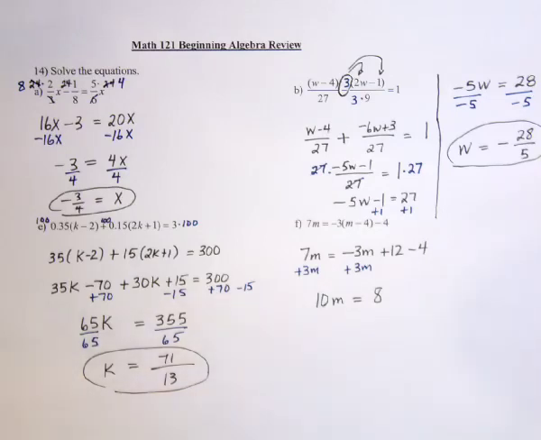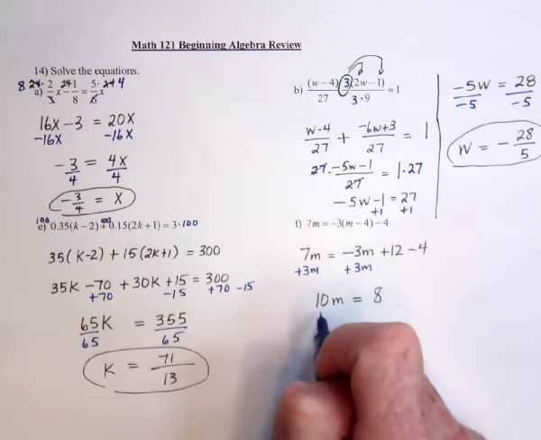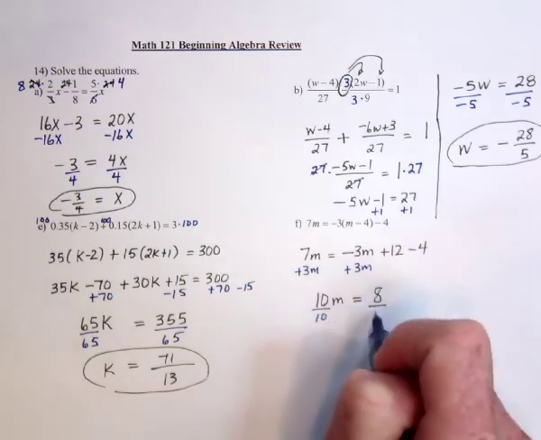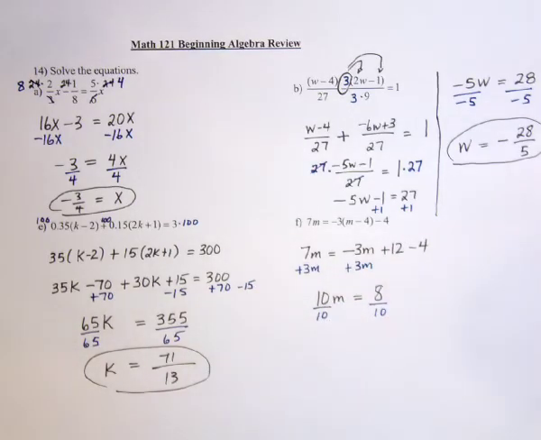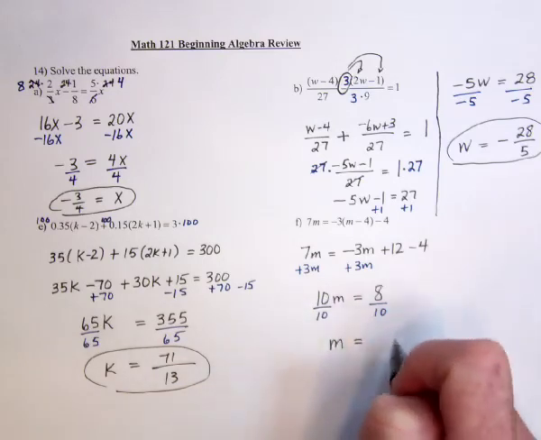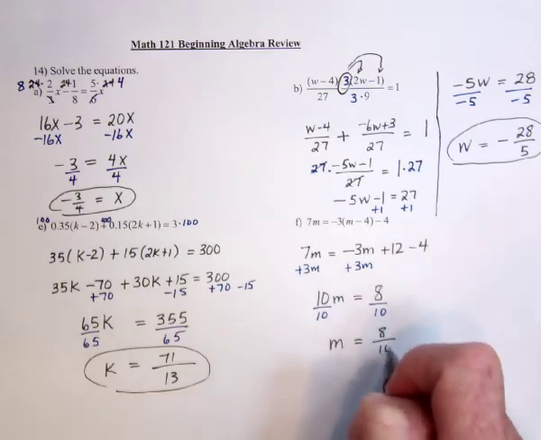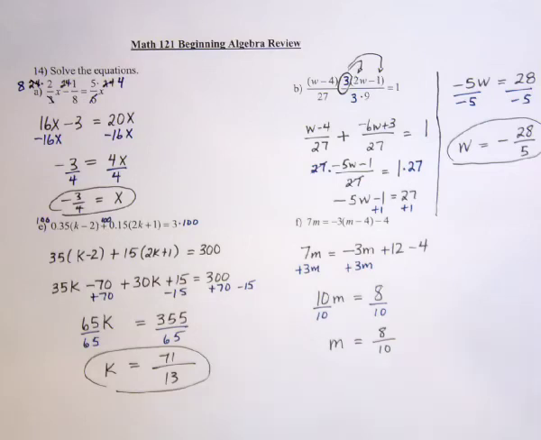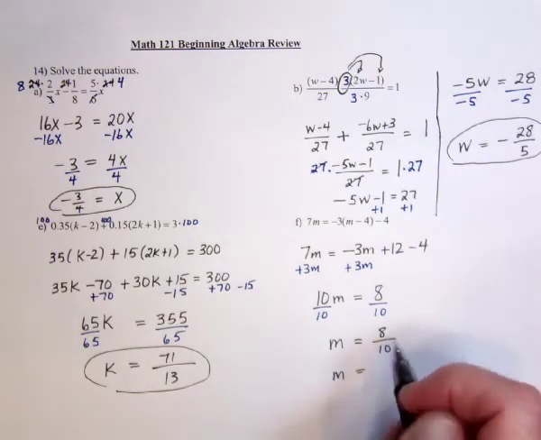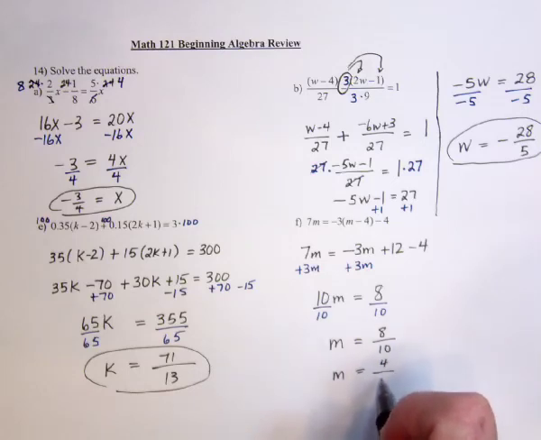To get rid of the 10, divide both sides by 10. And that is going to be 8/10. I know that needs to be reduced. We can just divide by 2 on each one. 8 divided by 2 is 4. 10 divided by 2 is 5.